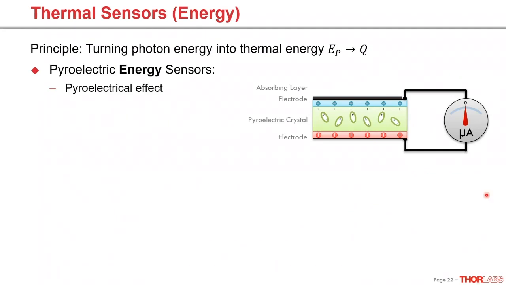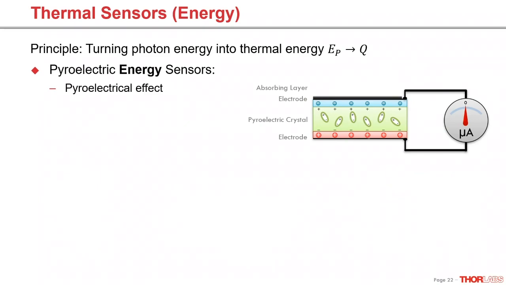So now let's look at energy sensors. Energy sensors also use the photon to thermal energy conversion. We will see how to get to electrons here. A pyroelectric sensor acts like a capacitor that is electrically charged by thermal flux. It contains a crystal of pyroelectric material embedded between two electrodes.